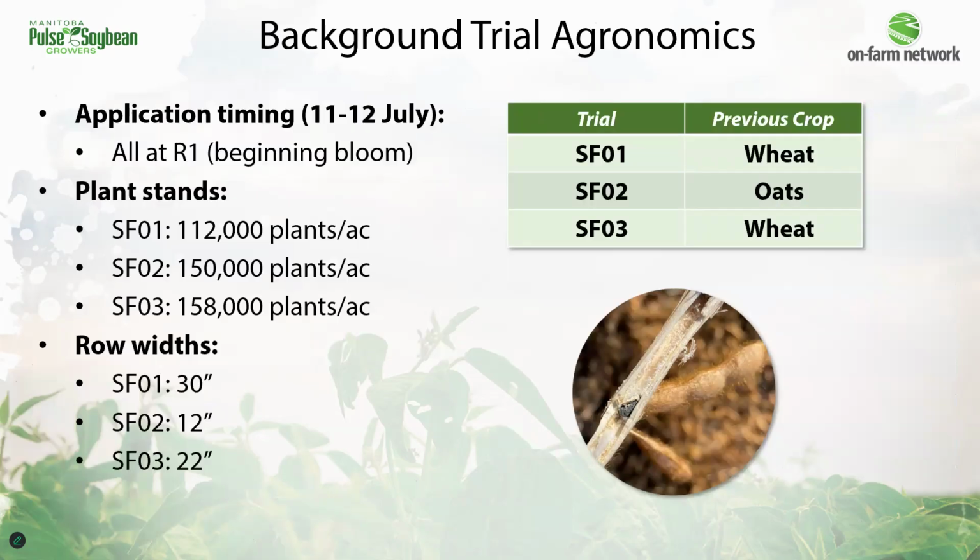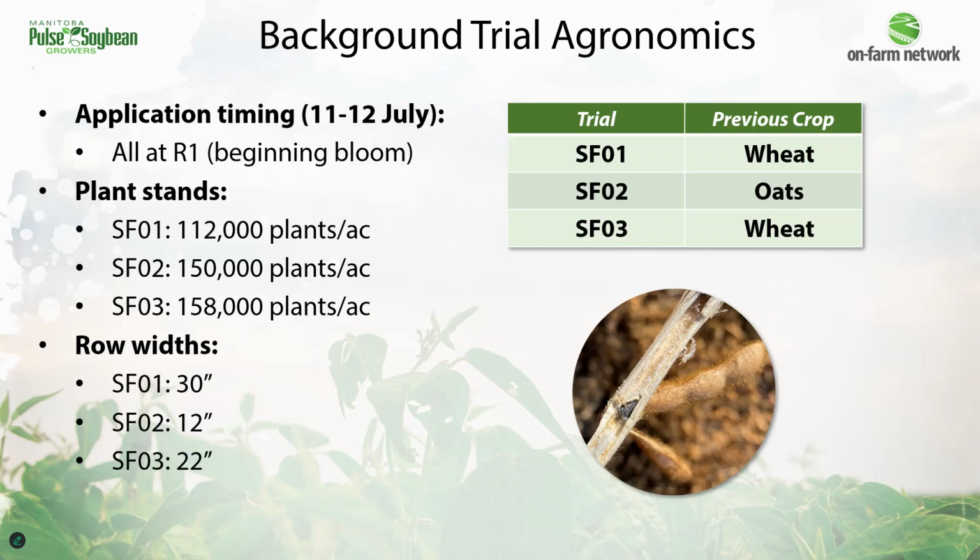The applications took place between July 11th to 12th, and the average plant stage was beginning to bloom, or R1, at all 3 sites. Plant stands were reasonable, from 112 to 158,000 plants per acre, and the row spacings were 30 inches, 12 inches, and 22 inches.